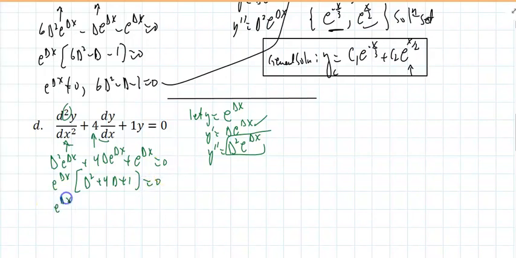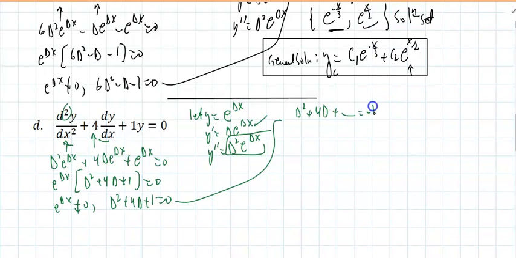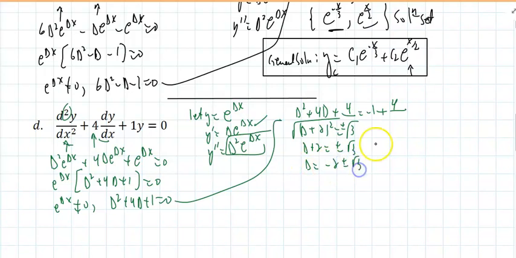So e to the dx can never equal 0. It must be that d squared plus 4d plus 1 equals 0. That doesn't factor, not to worry, it's quadratic. We dealt with that way more than we like. Take half of the middle number, which is 2, and square it. And d plus 2 squared will equal 3. Square root both sides. You pick a plus or minus. D plus 2 equals plus or minus radical 3. And d would be negative 2 plus or minus radical 3.